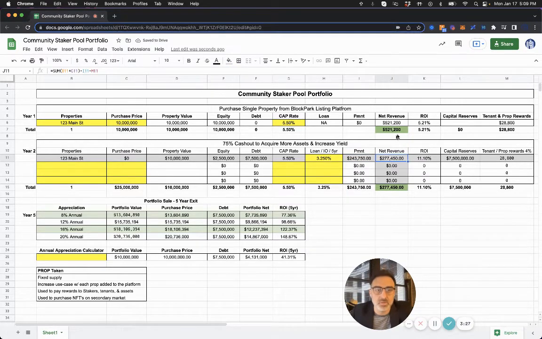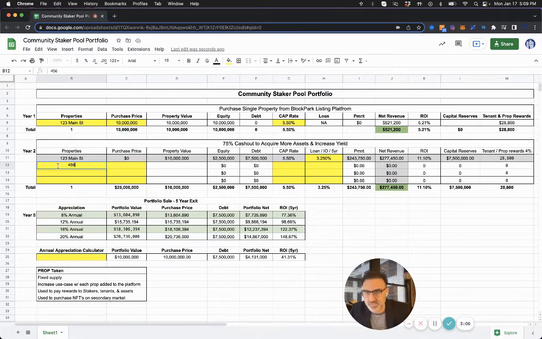Our net revenue dropped in half. However, if you look, our return on investment jumped up to 11%, more than doubled. And now we have these capital reserves, so we can deploy it and acquire more assets. We can get up to $25 million worth of additional properties in purchasing power.